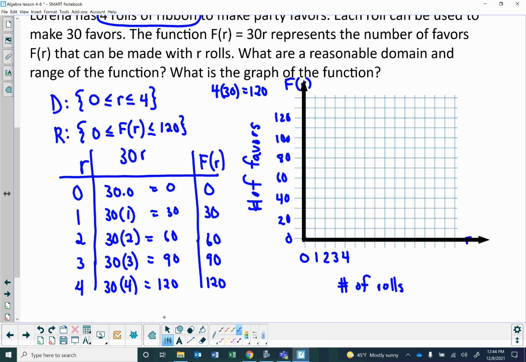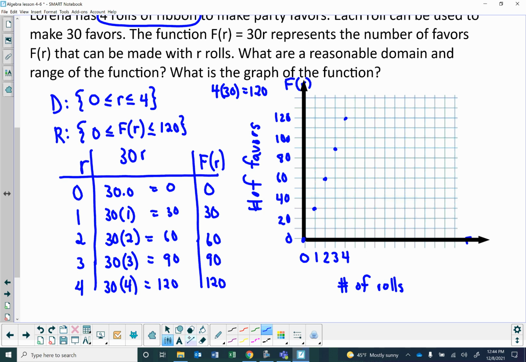All right, so going back to this, I have 0, 0, which is here. I have 1, 30, which is here. 2, 60 is there. 3, 90 is here. And 4, 120. All right, this is definitely a linear relationship, and it is continuous data. It's not discrete because I can use part of a roll. I can't get part of a favor, but I can use part of a roll of ribbon.